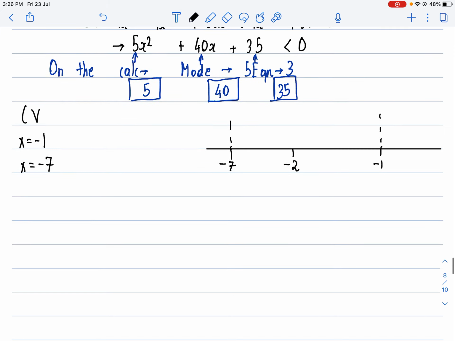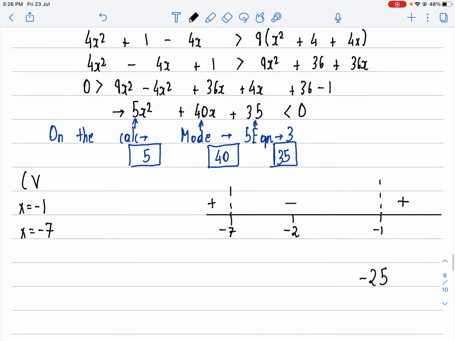Got it? And the sign after every critical value changes. That means this becomes positive and even this becomes positive. Now, what do I need here? I basically need this quadratic to be less than 0.